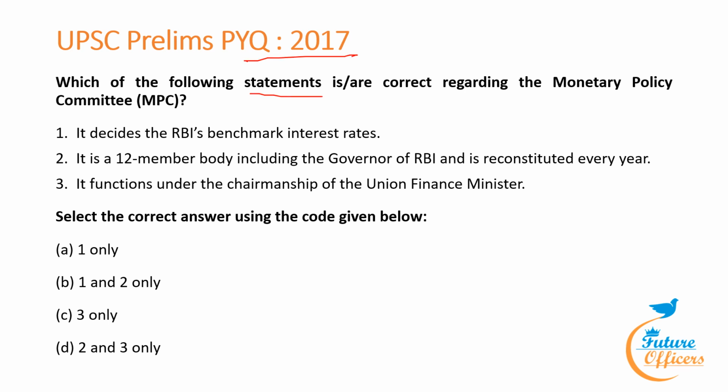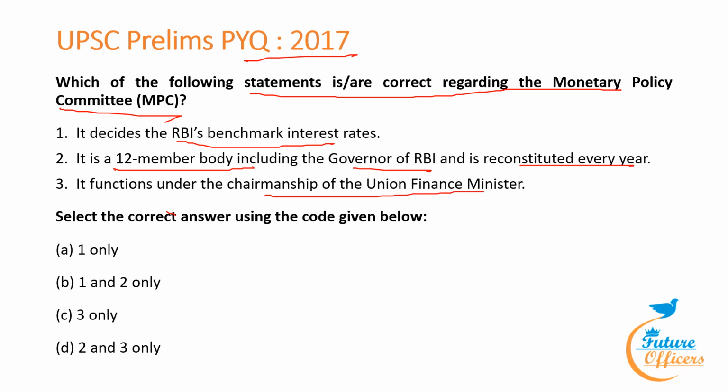So with this, we have the UPSC prelims question which was asked in a previous year, 2017. Which of the following statements is correct regarding the Monetary Policy Committee? It decides the RBI benchmark interest rates. A 12-member body including the governor of RBI, and it is reconstituted every year. It functions under the chairmanship of the Union Finance Minister. Select the correct answer using the code given below. So here the answer is A. Only the first statement is correct here.